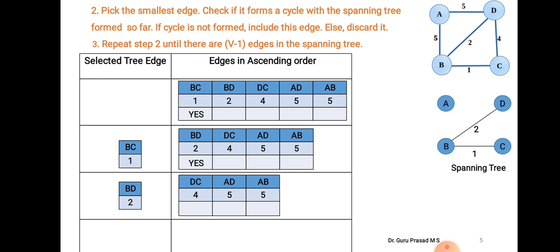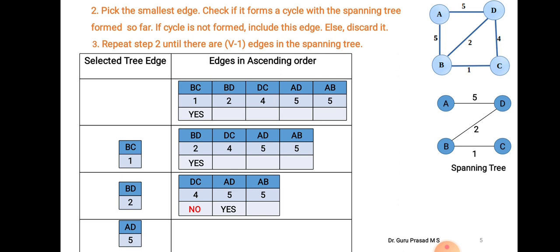Pick the smallest edge. The smallest edge is DC, its value is 4. If I select the edge DC, see what happens in the figure. It forms a cycle, so I am not selecting the edge DC. The next edge is AD, its value is 5. If I select the edge AD, it does not form any cycle, so I am considering that edge.